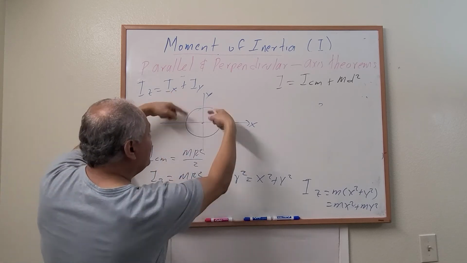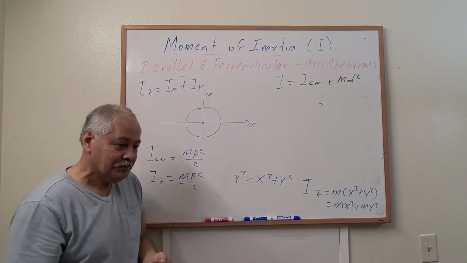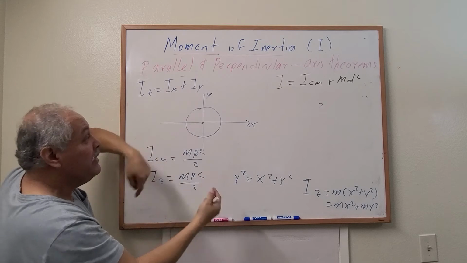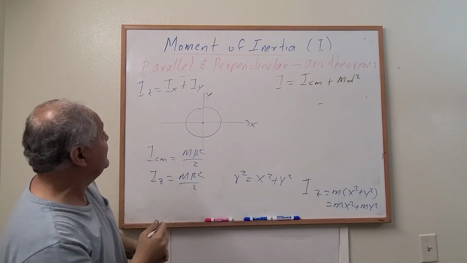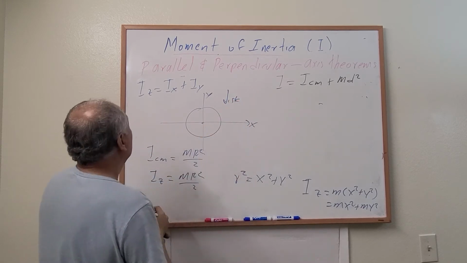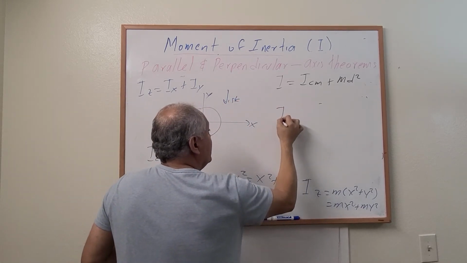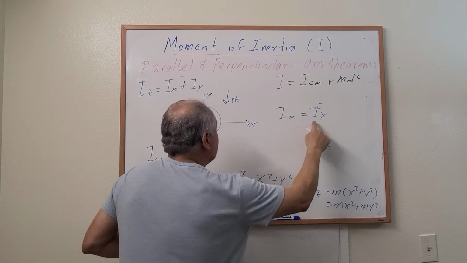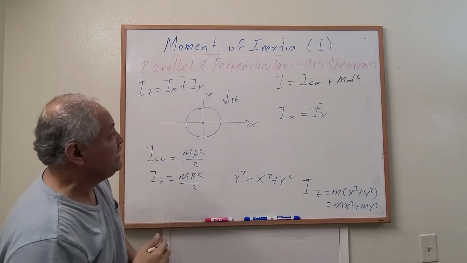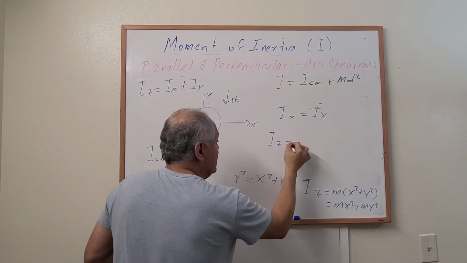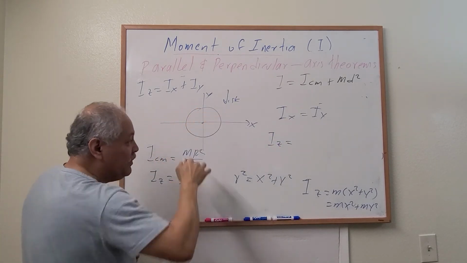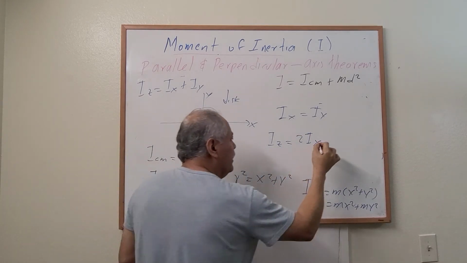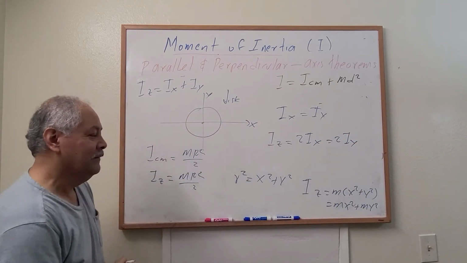Now, what should be through x and through y? Well, by symmetry, these two are the same, in this way or in this way. By symmetry, they're the same. That means that for this disk, the moment of inertia through x is equal to the moment of inertia through y. When we apply this condition to the perpendicular axis theorem equation, we can see that the moment of inertia through z, perpendicular to this plane, is equal to twice the moment of inertia through x, or twice through y.